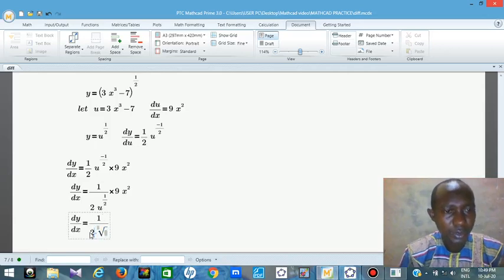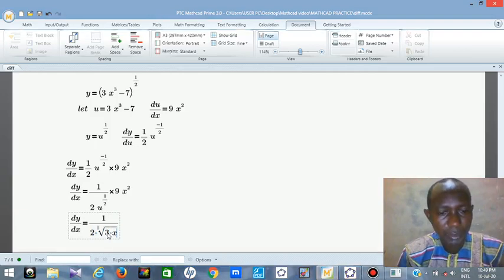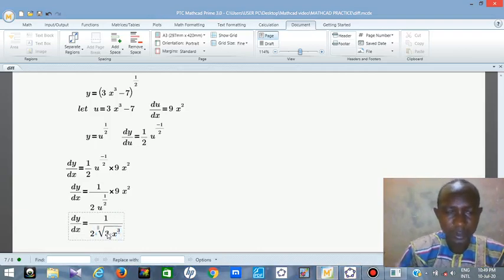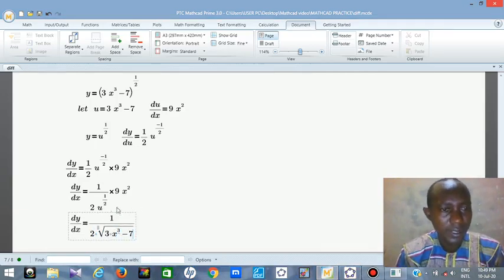Okay, 2 roots 3x raised to power 3 minus 7. So that is the value of the u here. Now I've substituted the value of u, and half is the same thing as square root of u. So that's what I just did.